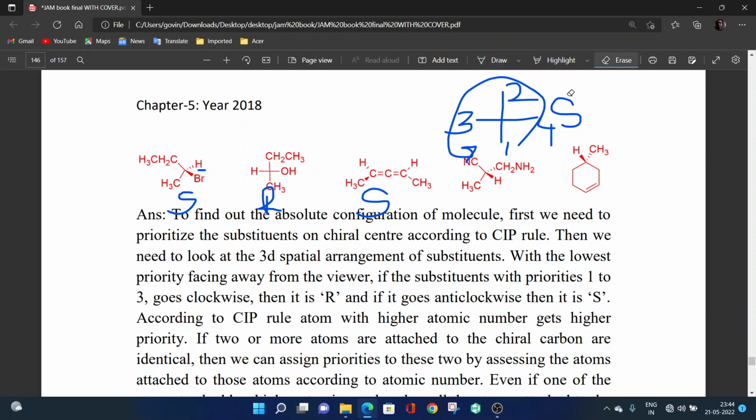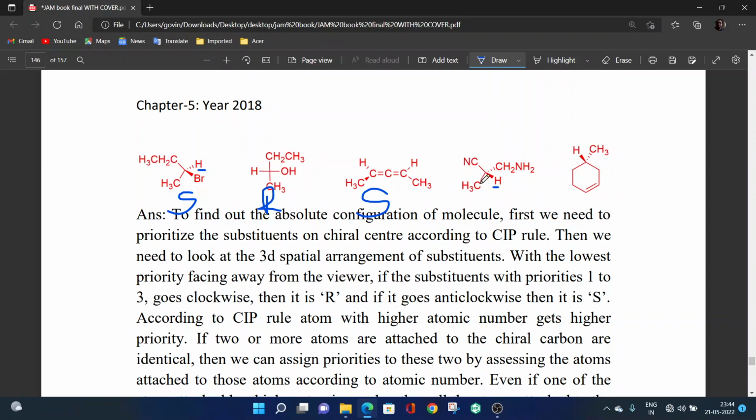Moving on to the next question. The next question is very simple. Hydrogen is towards the viewer. So we will give priority, and after that whatever we get, if it is going clockwise it should be R but we will write S. If it is anti-clockwise it should be S but we will write R, because the lowest priority hydrogen is toward the viewer.